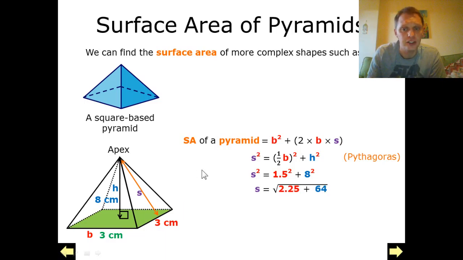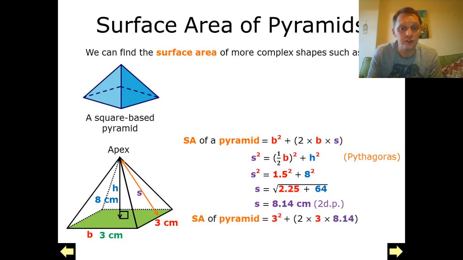Substituting in the values, to work out single s, obviously I'm going to square root everything on the left hand side and right hand side, which gives me s, the height of my triangle, being 8.14 centimetres to 2 decimal places. Now I can substitute in 8.14 and 3 into my formula, which gives me 57.84 centimetres squared to 2 decimal places, which is the total surface area of this square base pyramid.